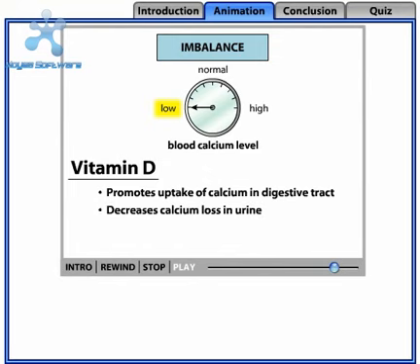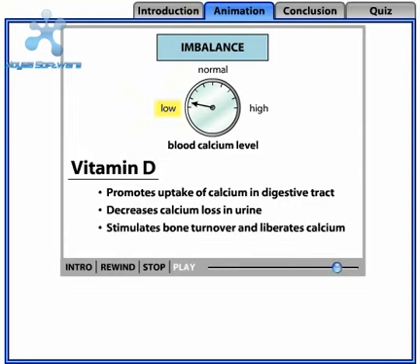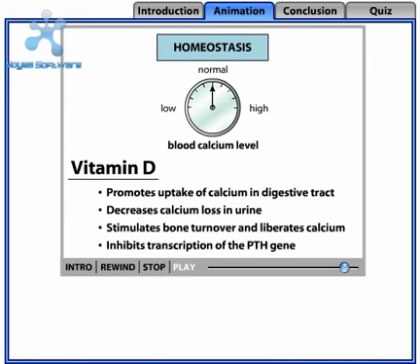The actions of vitamin D in bone are more complex. In the short term, vitamin D directly promotes bone turnover, liberating calcium into the blood. In the long term, however, elevated calcium levels promote the deposition of new bone and the removal of calcium from the blood. Vitamin D also acts on parathyroid cells to inhibit the transcription of the PTH gene, thus forming a negative feedback loop for the regulation of PTH.